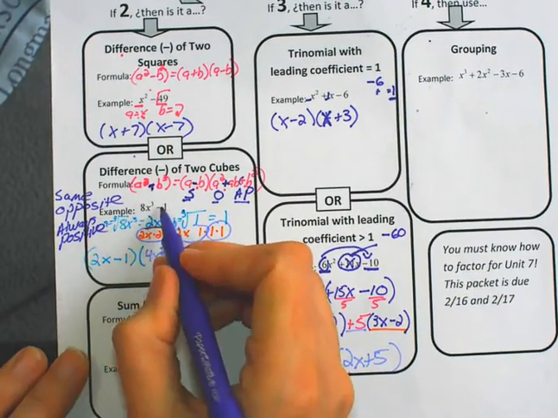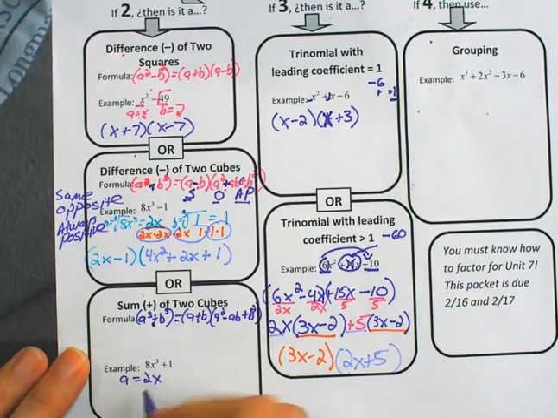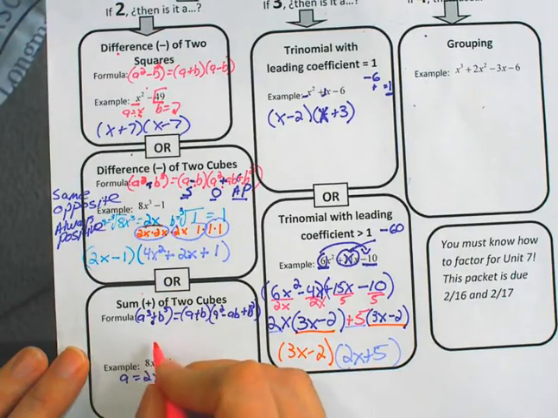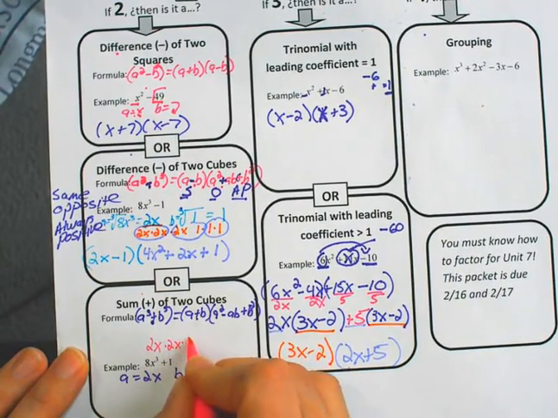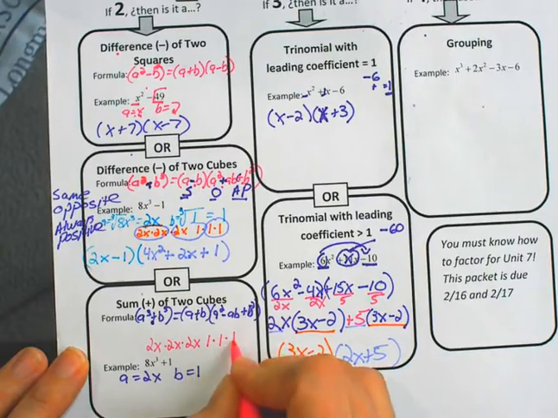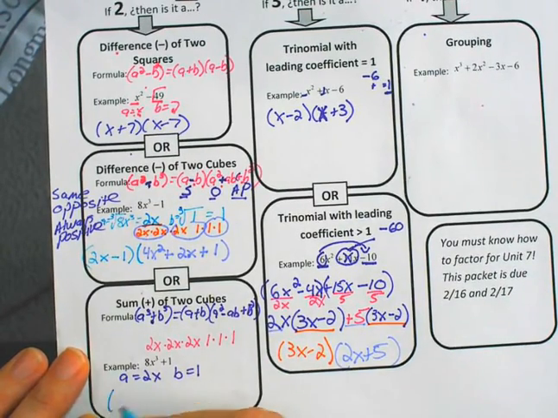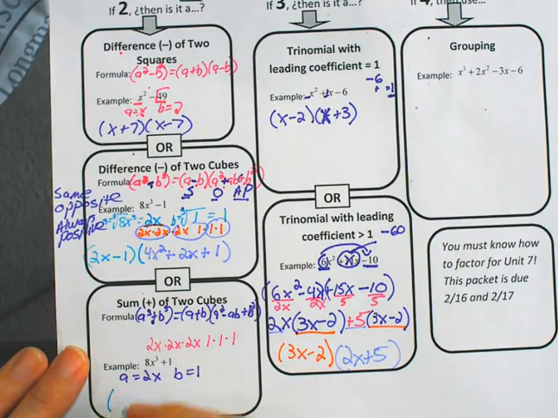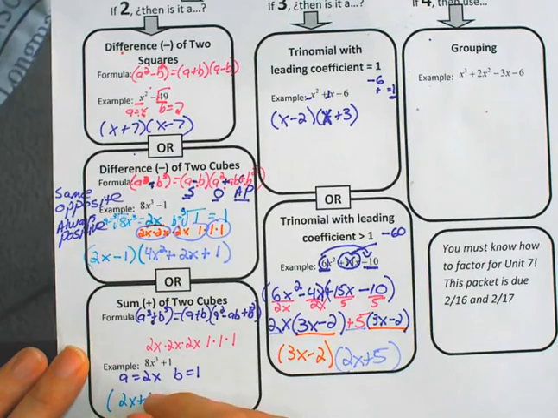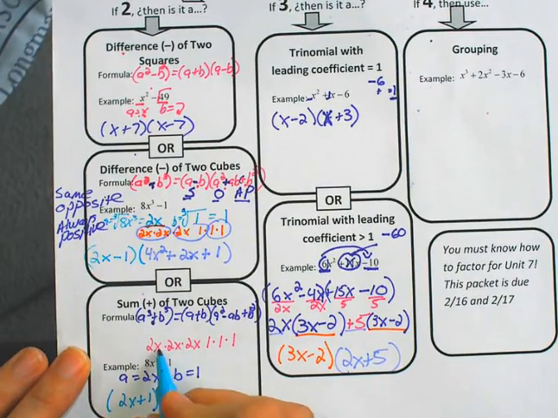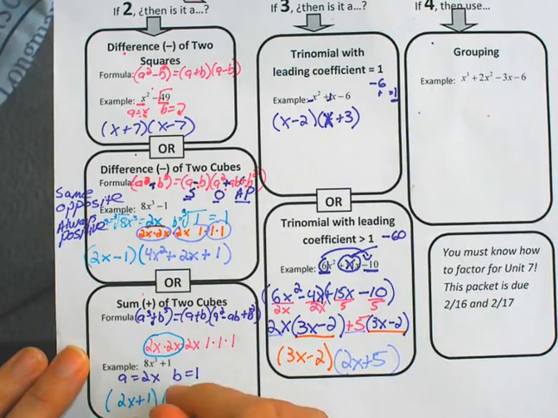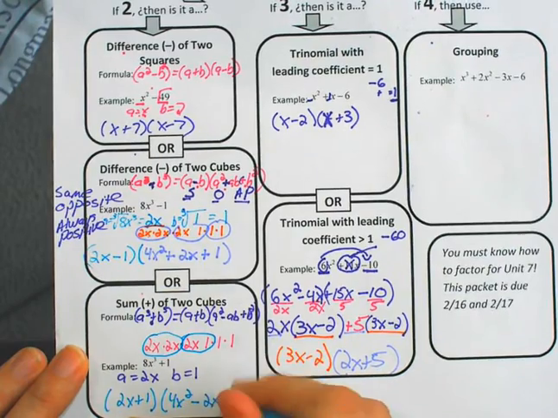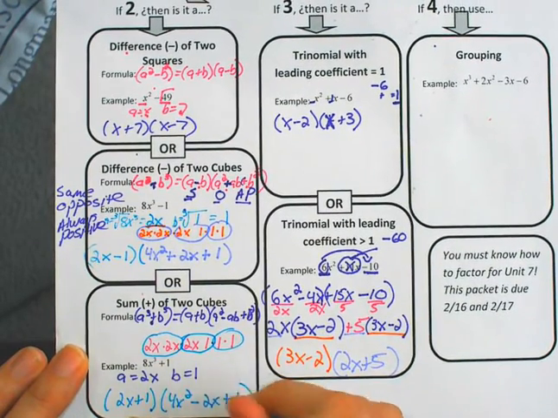Notice I'm working with the same problem here, except now this is the sum. B equals 1. And again, you can use that trick where I'm going to write 2x times 2x times 2x, and then 1 times 1 times 1. So I know that my first is going to be a plus b. So 2x plus 1. And then I have 2x times 2x, 4x squared, minus 2x times 1, which is 2x, always positive, 1 times 1, which is 1.